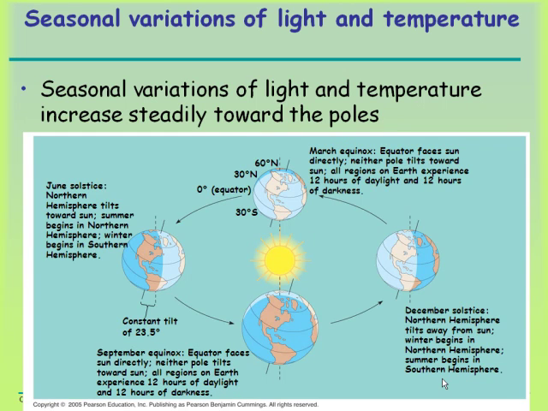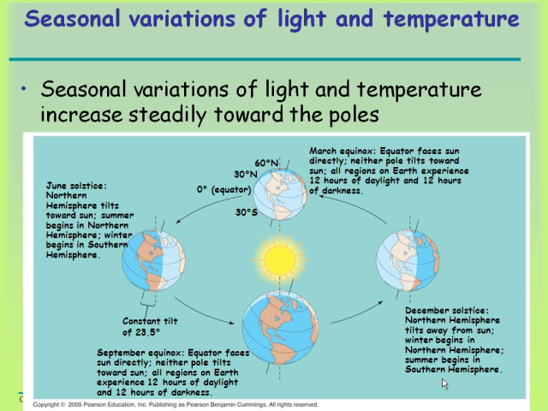Seasonal variations of light and temperature increase steadily towards the poles. So let's start, we're close to the March equinox. The equator faces the sun directly. Neither pole tilts towards the sun. All regions on Earth experience 12 hours of daylight and 12 hours of darkness. So this is the spring equinox in the northern hemisphere.